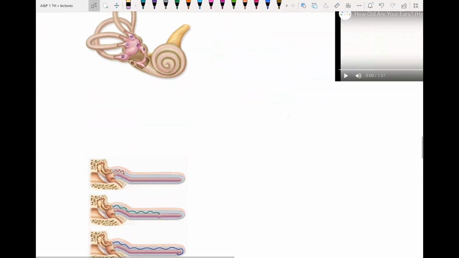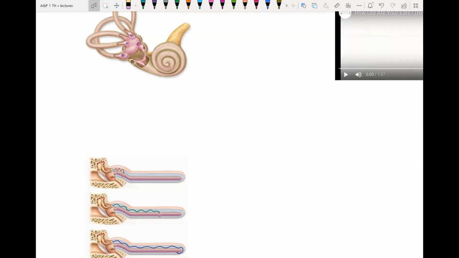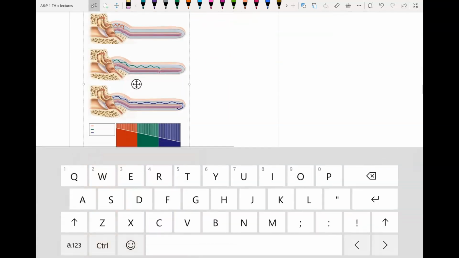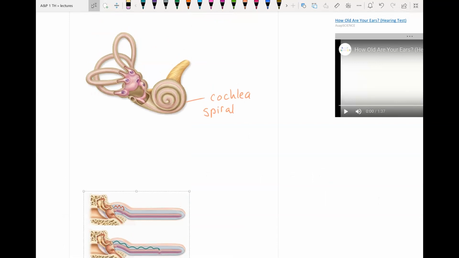Now we also need to look at how the ear detects different sounds. So here's back to that picture of the cochlea. And remember, it is spiraled up like a snail. And notice that it gets narrower as you go around. So here at the beginning, it's pretty wide. Okay, then it spirals around, and as it spirals around, it gets more narrow.